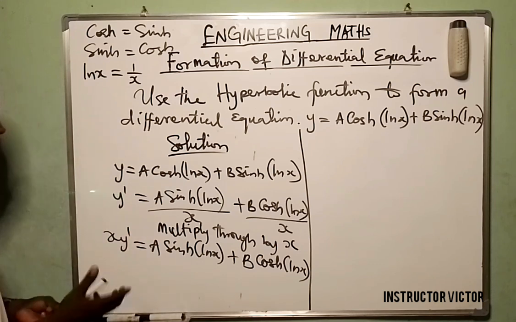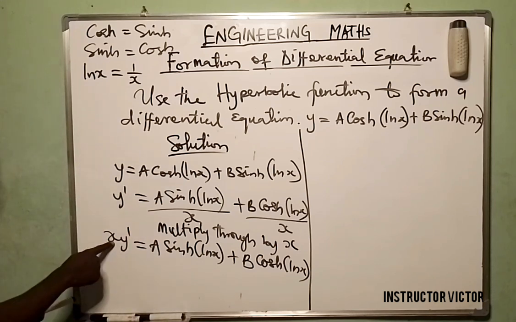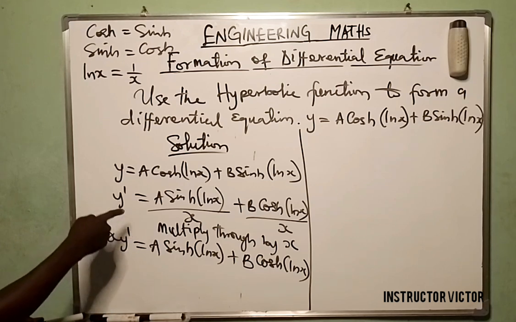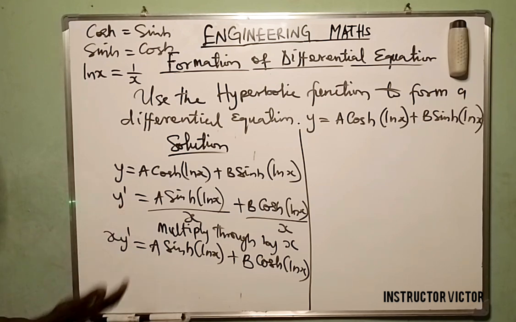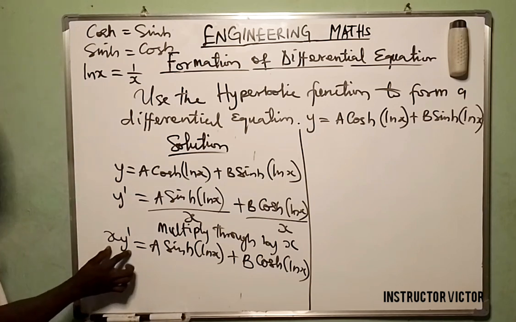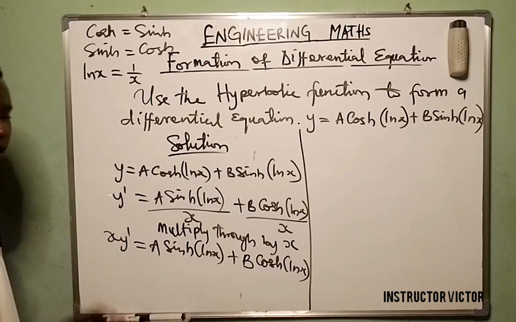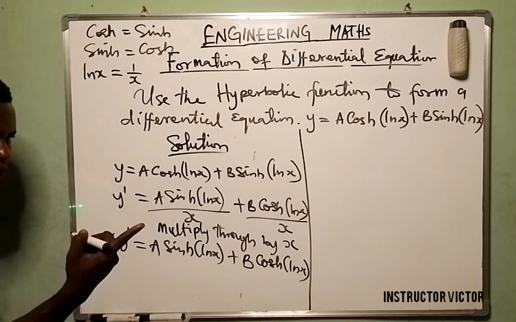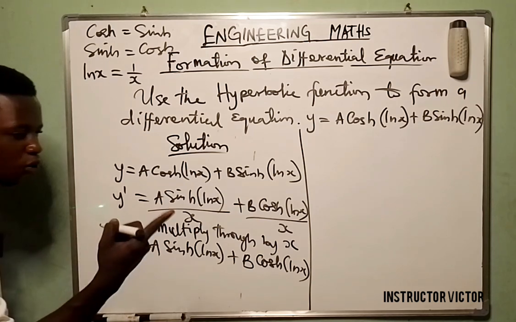Now to undergo another differentiation, we have two terms here, x y prime, and then we have to involve what we call a product rule. So for you to differentiate this, you have to use the product rule. If you are using the product rule, this is the particular process you are going to follow.